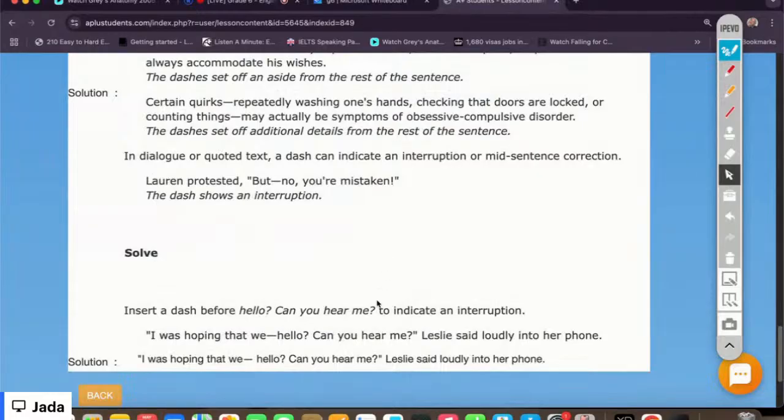Simply just showing an interruption. All right. Okay. So sometimes we can also have interruptions. We can have something like in dialogue or quoted text. A dash can indicate an interruption. So if you have a dialogue or a text that's in quotation, it can just signify an interruption or mid-sentence correction, like "Clint protested, but no, you're mistaken." So this is just like showing an interruption. Okay.